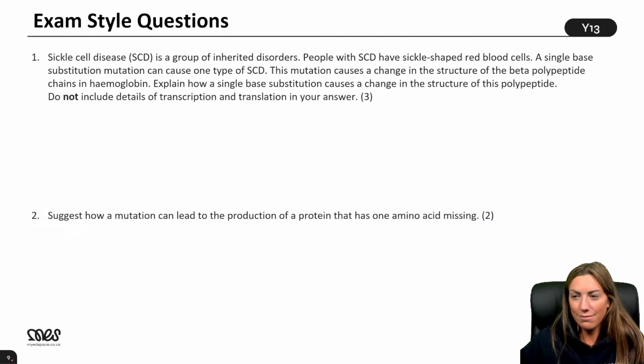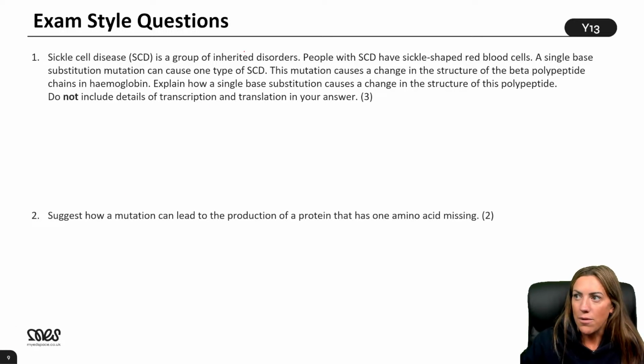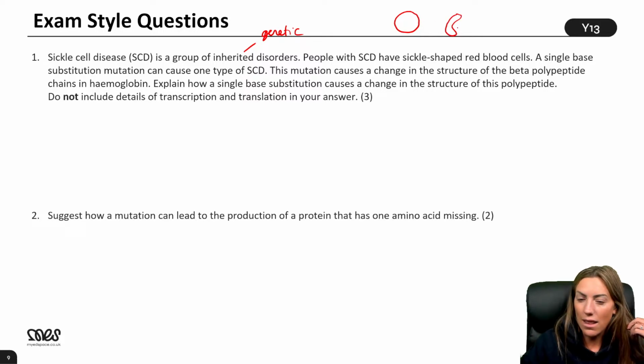Okay, let's have a go at a few questions then, guys. Oh, this looks like a long one. We've got sickle cell disease is a group of inherited disorders. So genetic disorders is another way to think of those. People with sickle cell disease, have we heard of it? Sickle cell disease or sickle cell anemia? They have sickle-shaped red blood cells. So instead of their red blood cells being like this, their red blood cells are kind of like this.